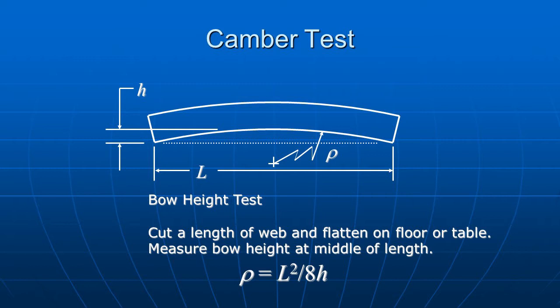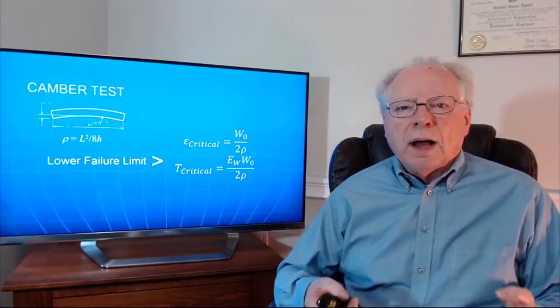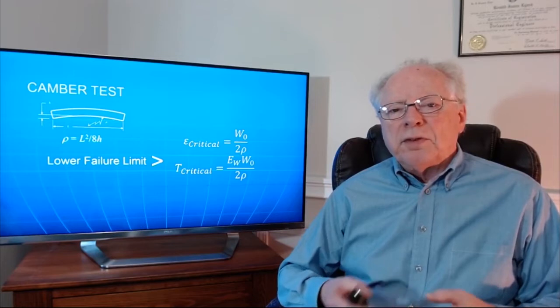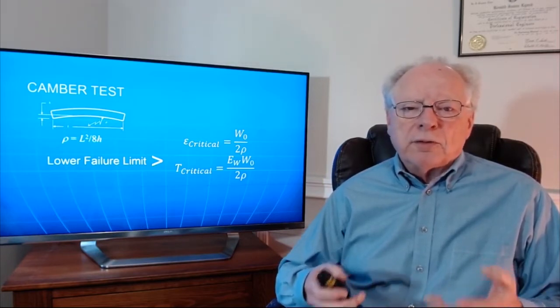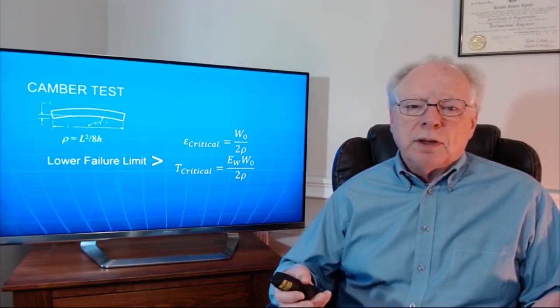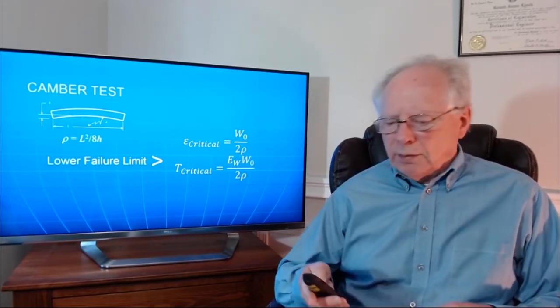Then use a string as a straight edge and measure the bow height in the center of the length. From this, you can calculate a radius of curvature, and then you can calculate a minimum strain and tension to avoid loose edges. We can use this as our lower failure limit. Camber is a specific type of dimensional imperfection. What you are after is how much strain does it take to make the web flat and straight. If you have other dimensional imperfections, pull the web until it is straight and flat and use these values as the lower failure limit.